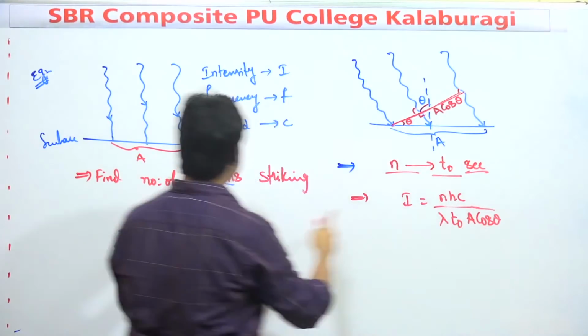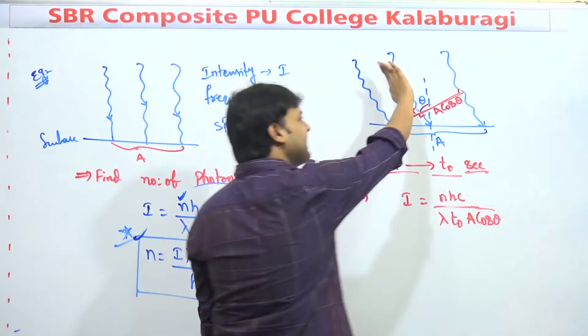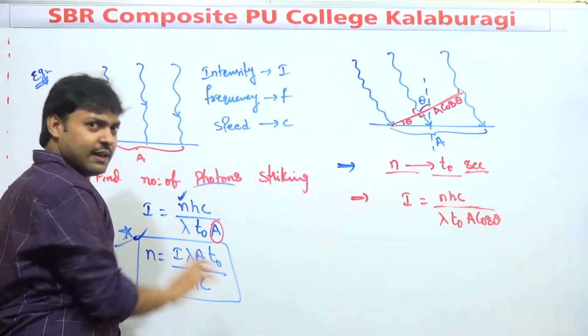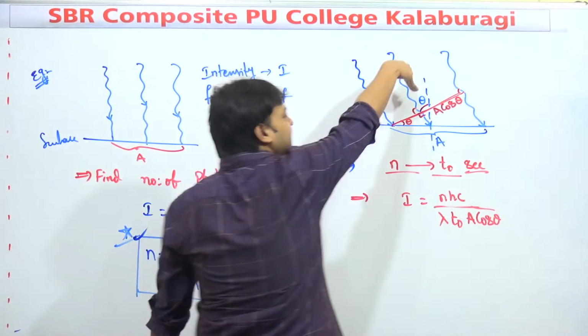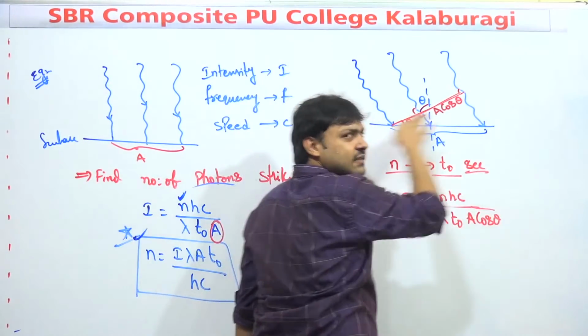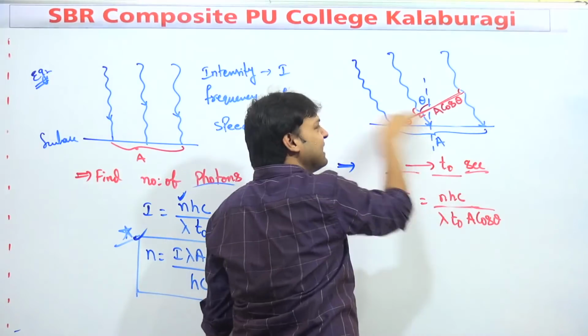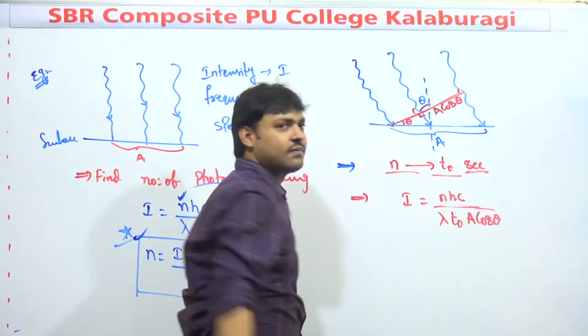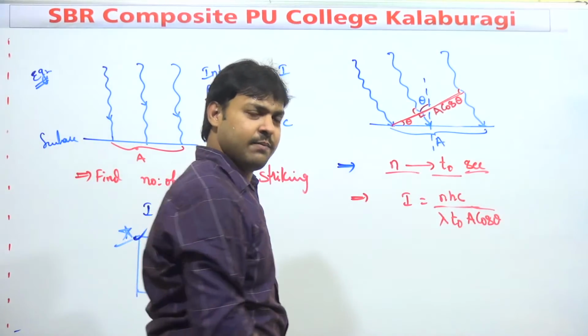Now we can check this too. If theta is 0, cos 0 will be 1. Now if theta is 90 degrees, nothing will strike this area, they will go like this. In the sense, theta 90, cos 90 is 0. Clear about that point? Is it okay?